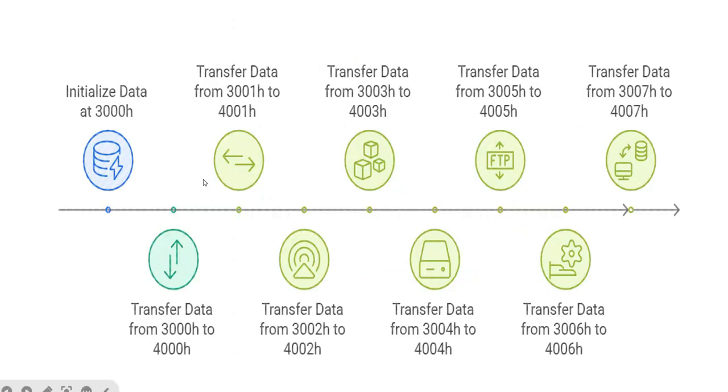That is, we have initialized the source location to 3000H, where we will be entering the data, so that it will be transferred to 4000H. Similarly, the data which was at 3001 is transferred to 4001. 3002 has been transferred to 4002, and the data at 3003 is transferred to 4003, and so on up to 3009 to 4009.